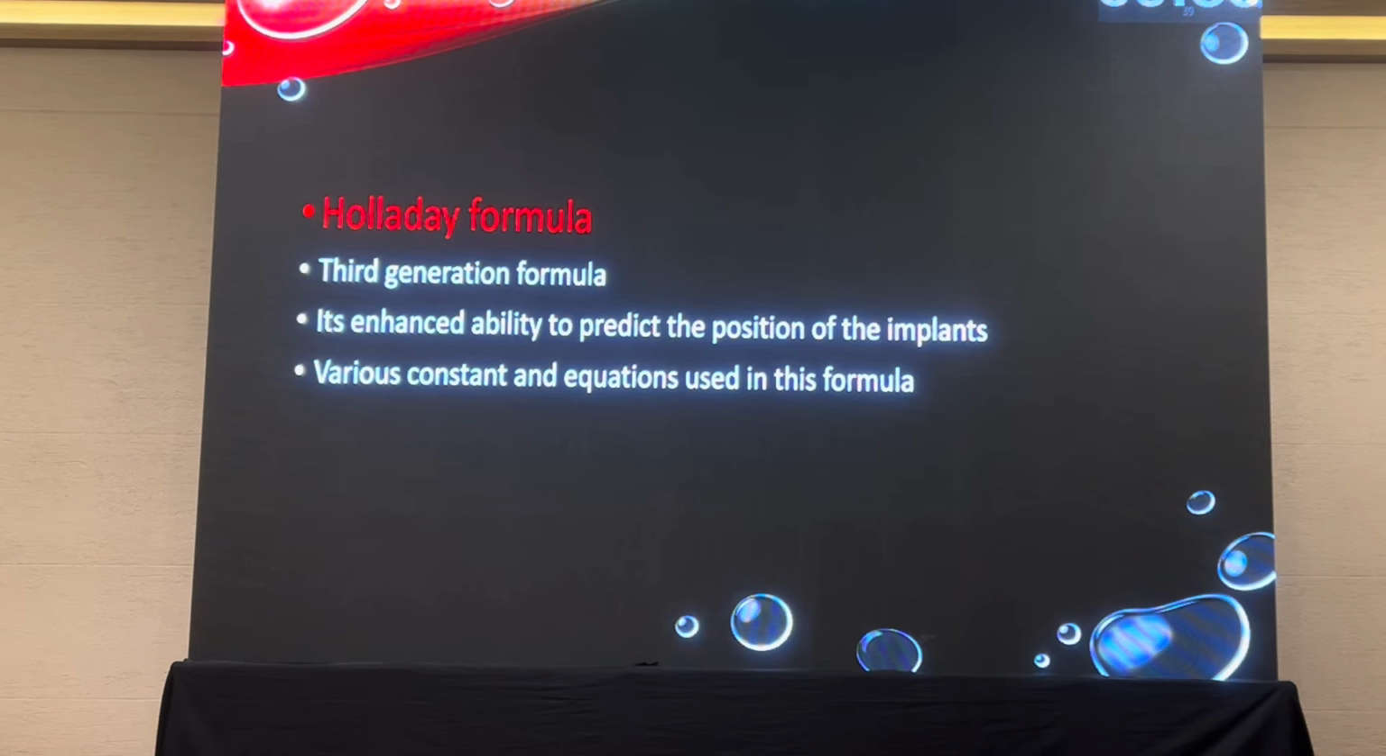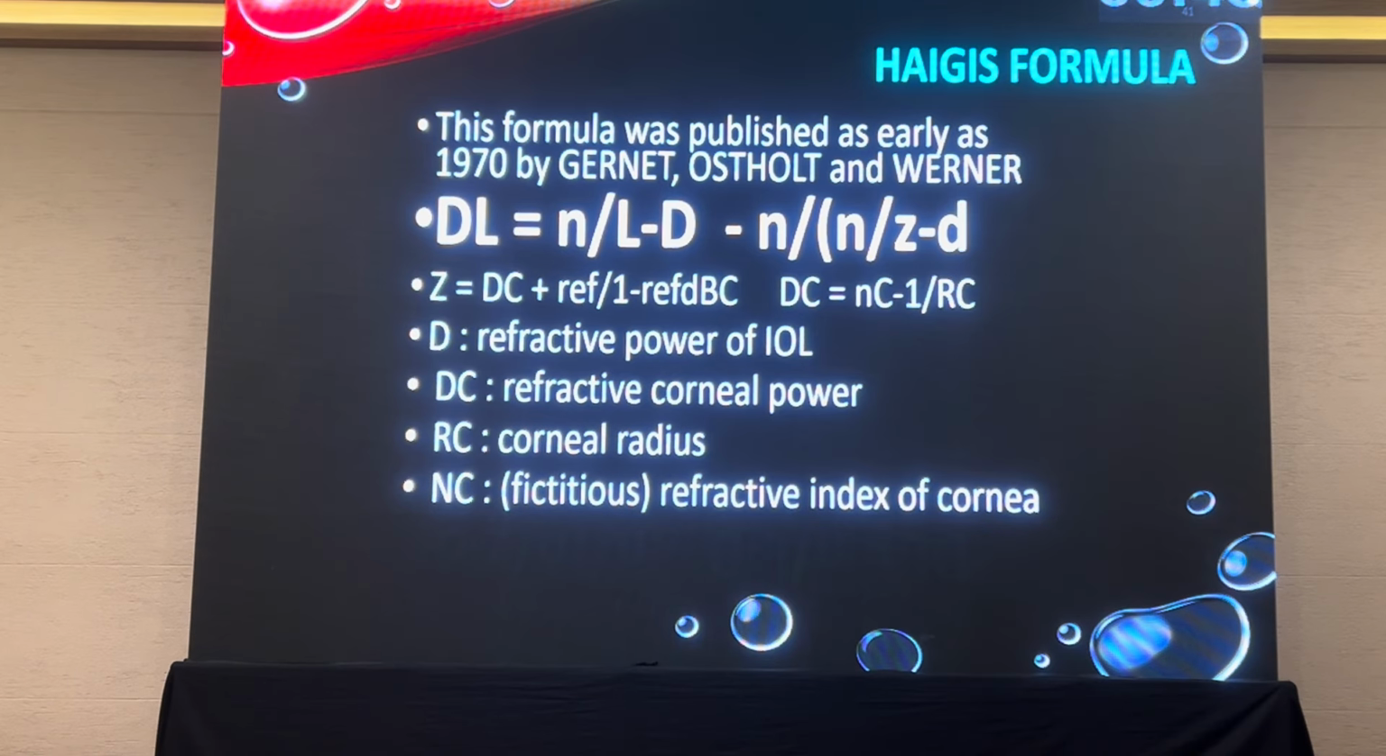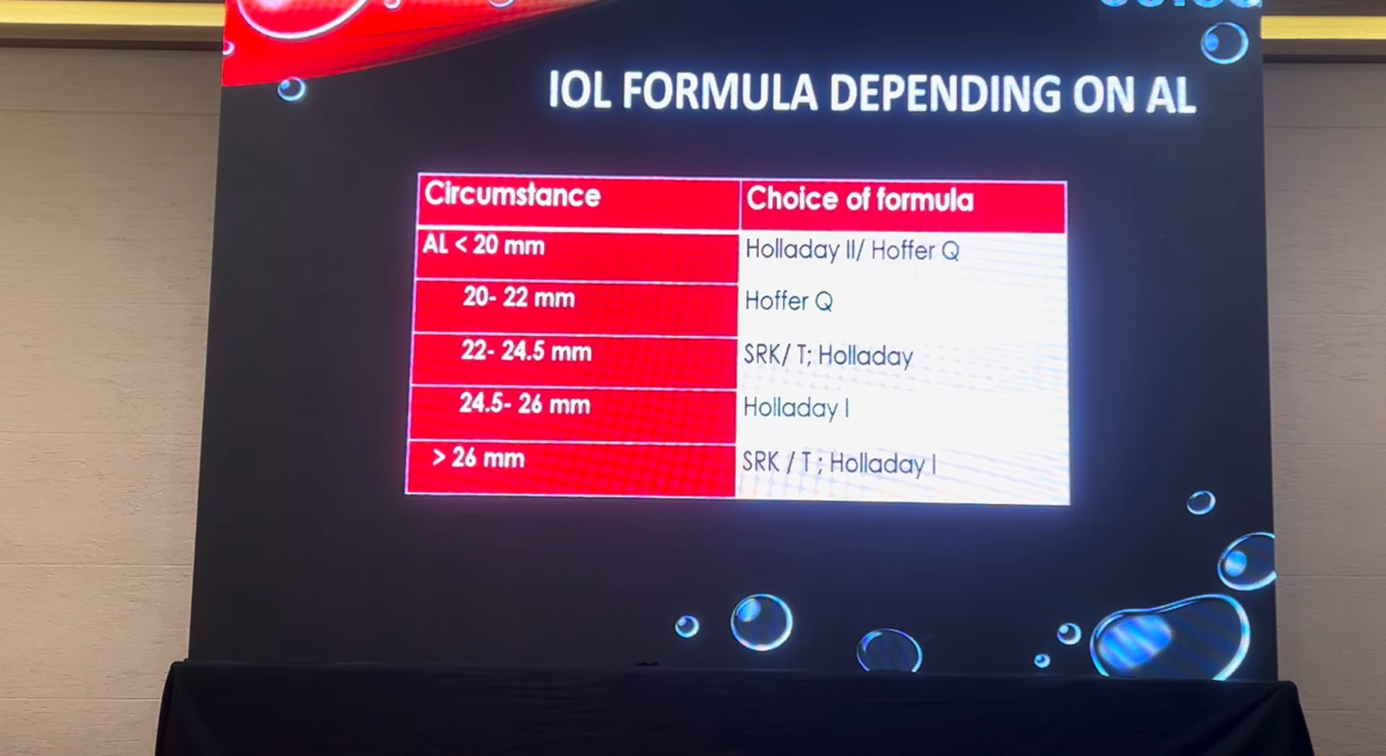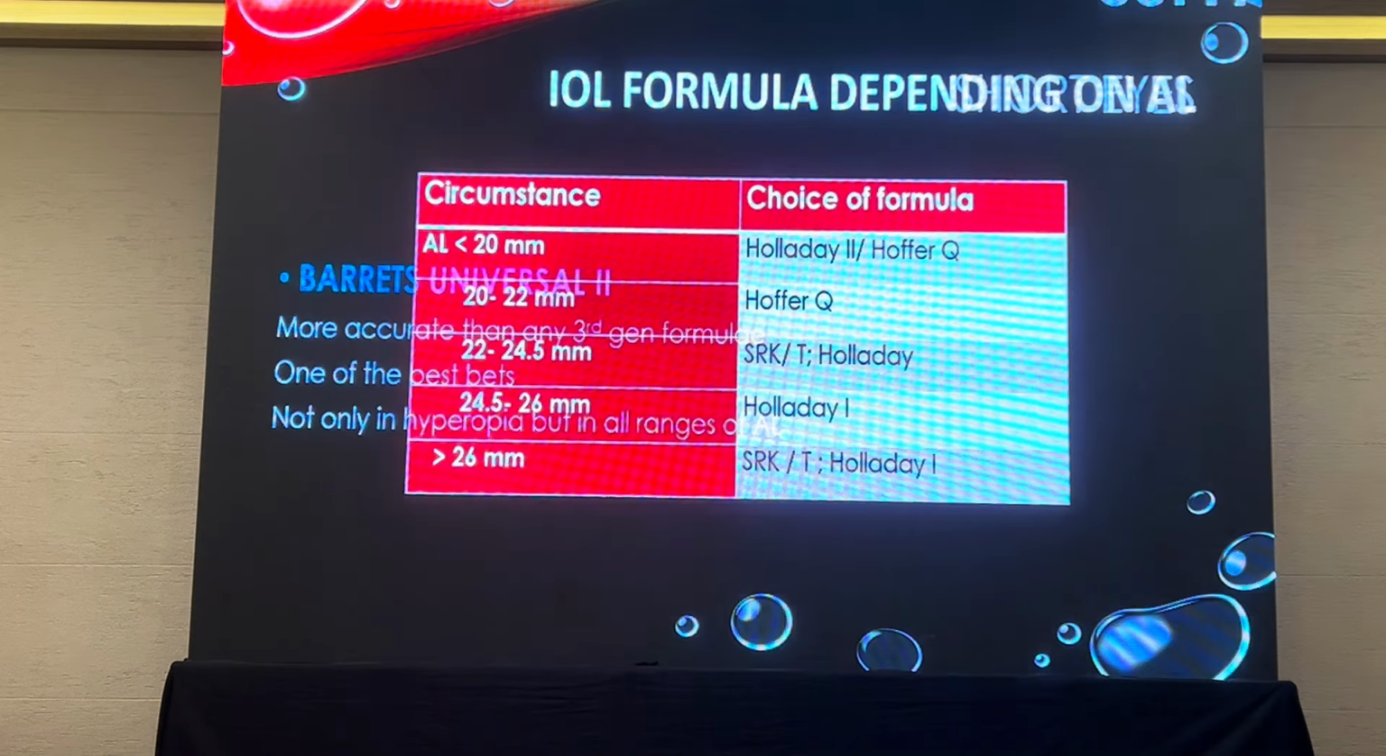Basically, these new formulae become good because the effective lens position is adjusted. The Hoffer-Q formula is good for short eyes. Aegis is good for myopic eyes as well as post-refractive surgery eyes. So anything below 20, hyperopic eyes, Holladay 2 or Hoffer-Q. For 20 to 22 millimeters Hoffer-Q is best. For 22 to 24, SRK-T and Holladay. For 24.5 to 26 it is Holladay, and more than 26, both these work very well.